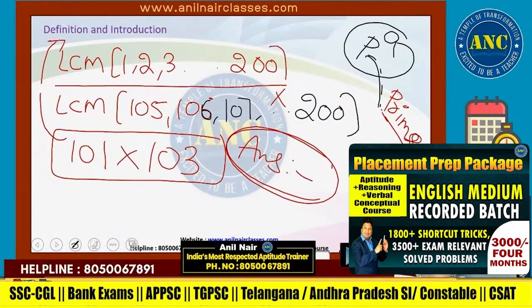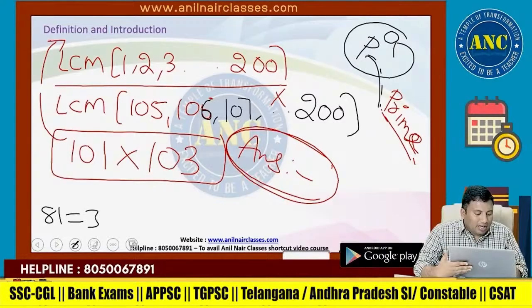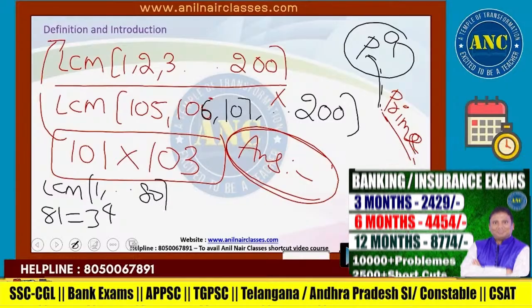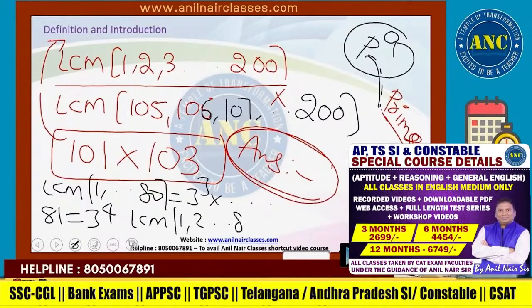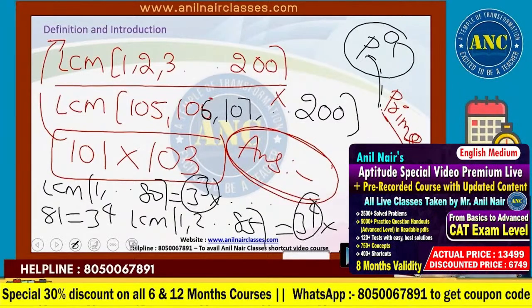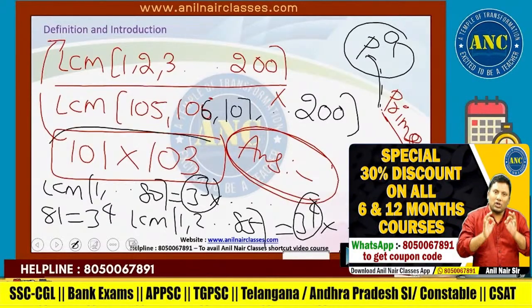Here Shiva, what can I tell you? 81 is 3 power 4. LCM of 1 till 80 will give you 3 cube into something. LCM of 1 till 85 is 3 power 4 into something. Extra 3 will come, right? Answer for this question is 101 into 103.